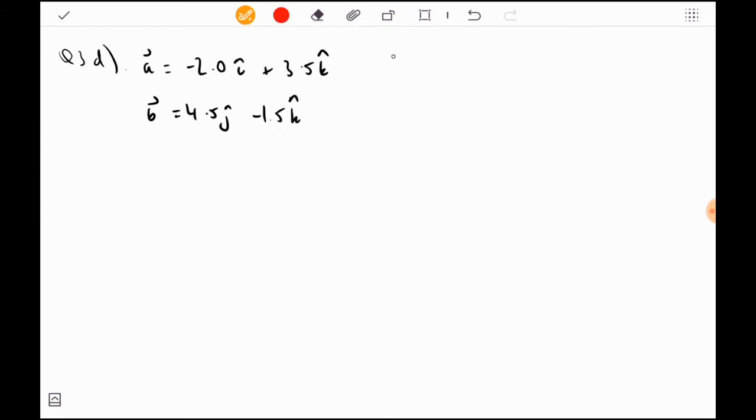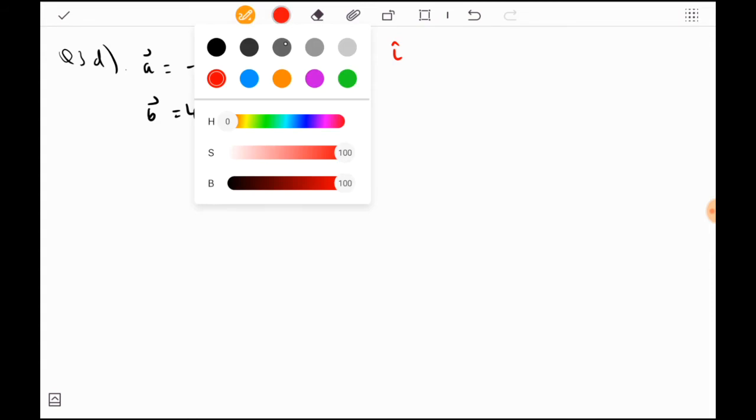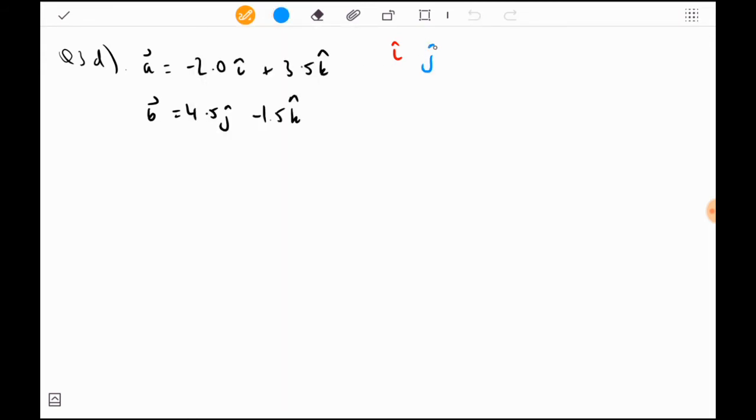So if we say that the I component is red, the J component is blue, and the K component is orange, then we can see that there's only one red component, and that's because vector B does not have an I component. However, it does have a J component, while vector A does not. However, they do both have a K component.